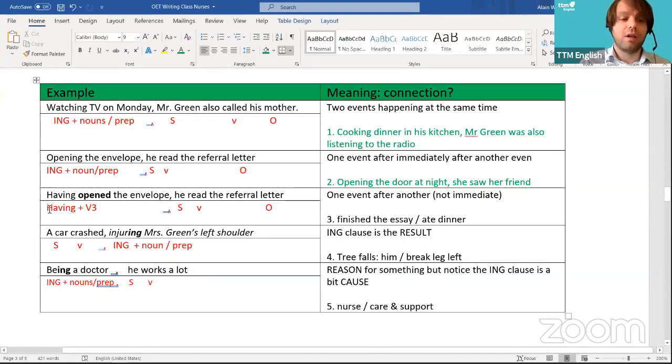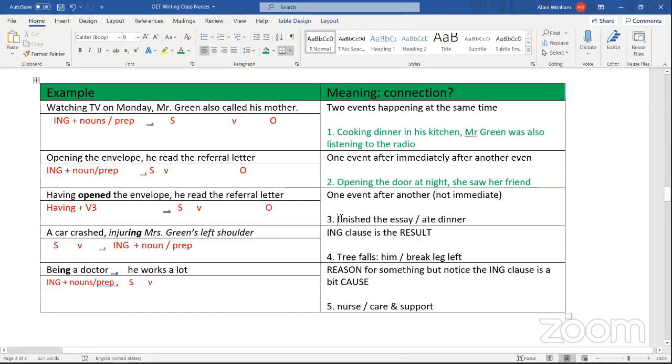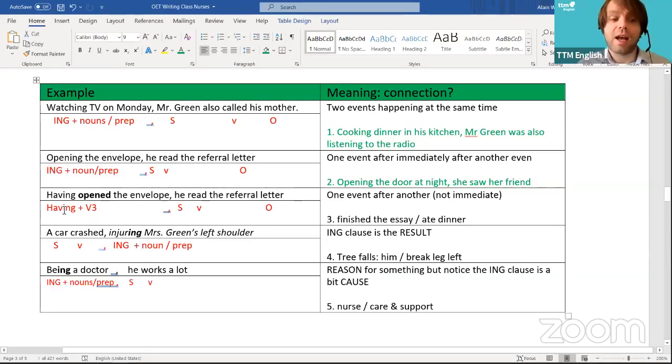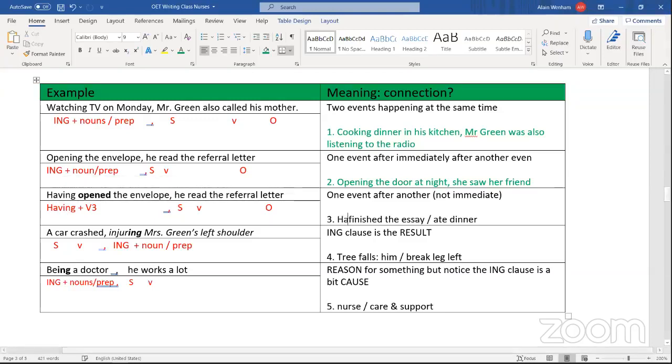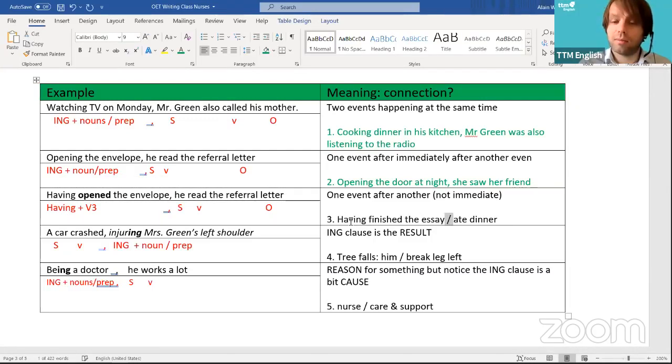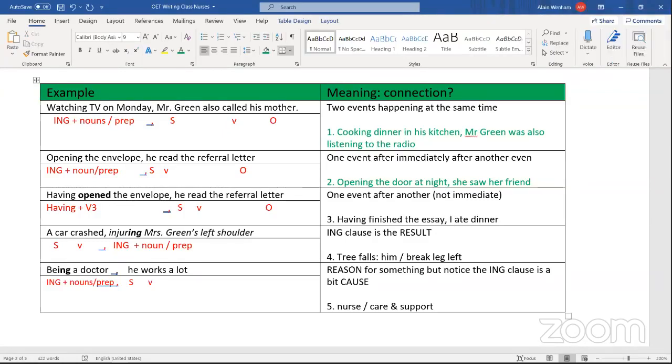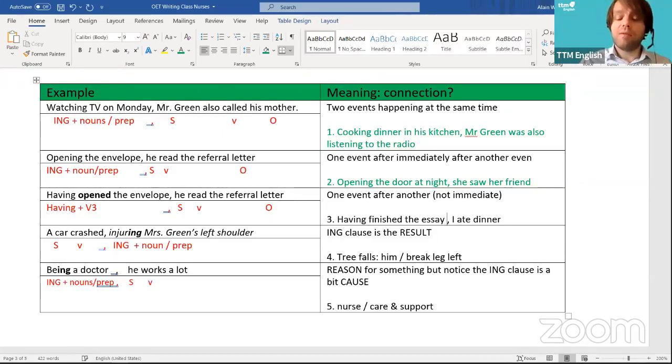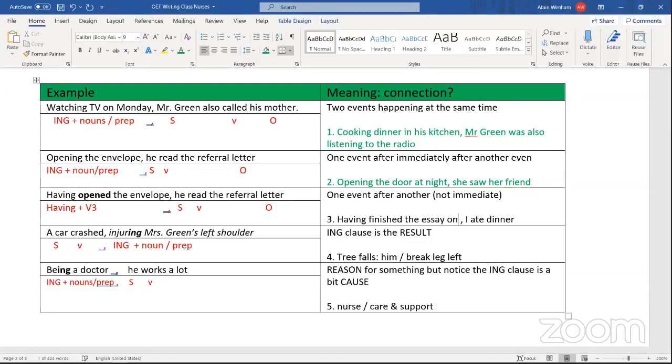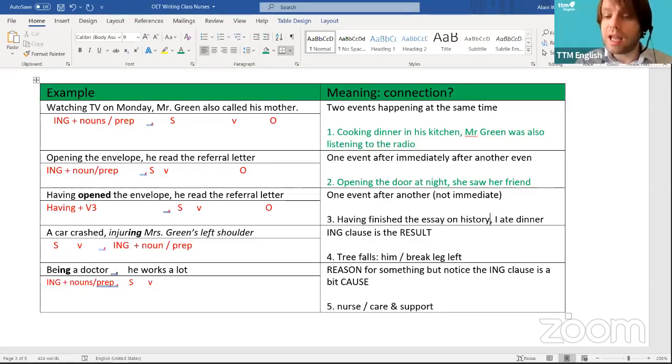Look at the structure here, right? Having put... Ramona? Yes, finishing the essay. You could do that one, but then you'd be starting with ing here. But I want you to say having finished. Yes. Having finished the essay. I ate the dinner. Yeah, you could just say dinner. Give me a preposition. Having finished the essay. What was it about? About history. So you could say on history. Right, or about history, I ate dinner.